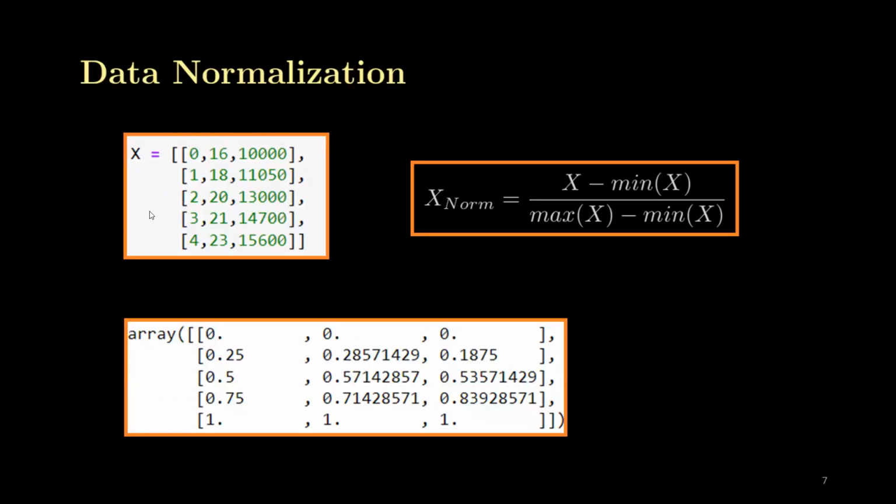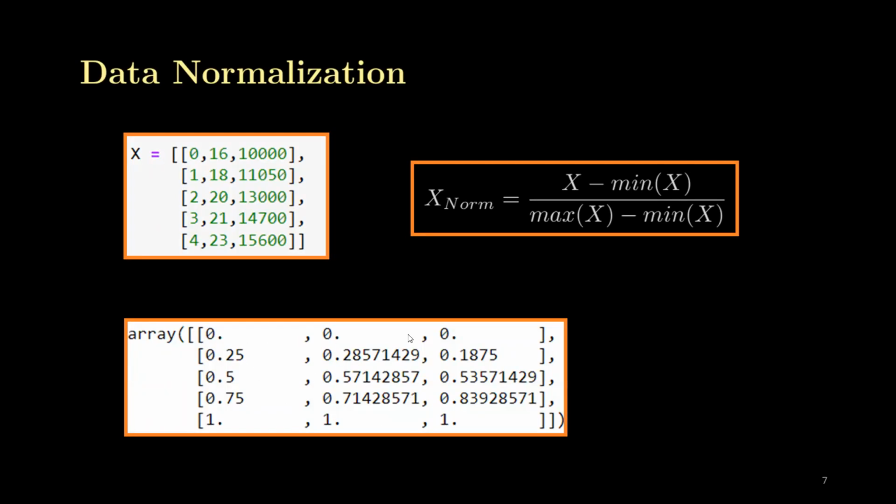This is one of the simple examples of data normalization. This is our original form of the data. We can see that we have three columns in our data. The minimum value in the first column is 0 and the maximum value is 4. Similarly, the minimum value in the second column is 16 and the maximum is 23. The minimum value in the third column is 10,000 and the maximum value is 15,600. Now we can apply this normalization equation to each data sample so that we can transform it into the range of 0 and 1. So this is the normalized form of the data.